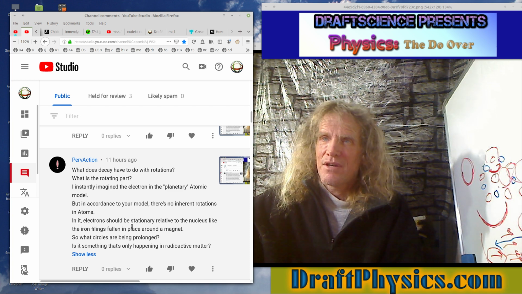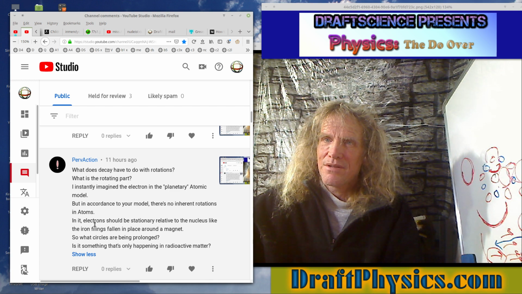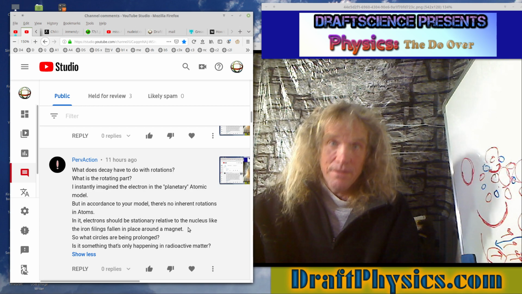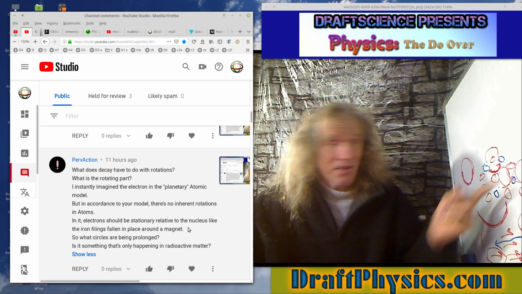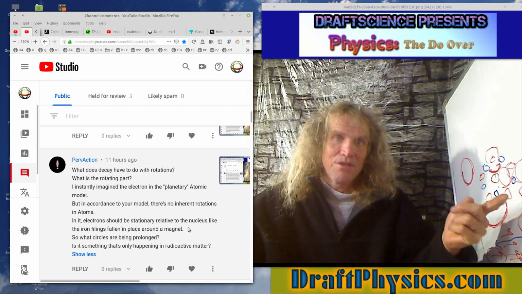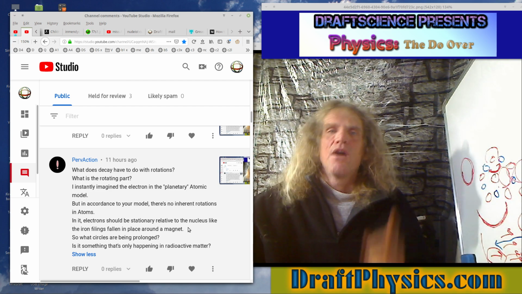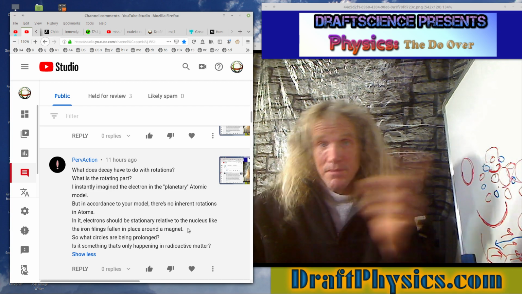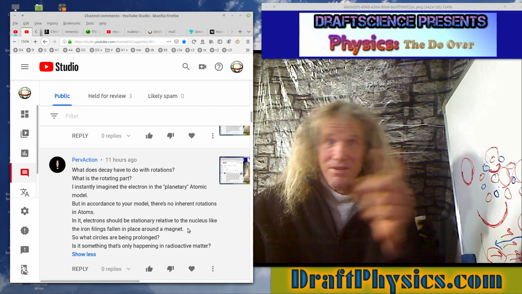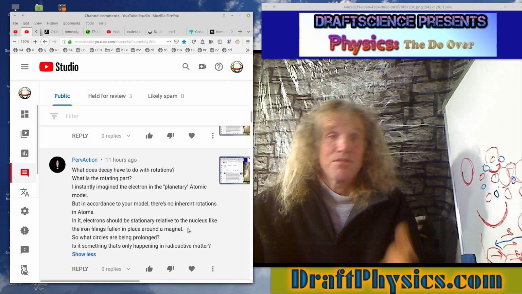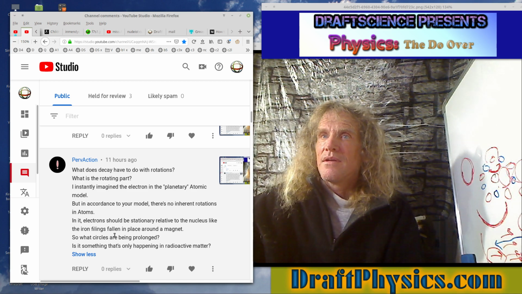In it, electrons should be stationary relative to the nucleus, like the iron filings falling in place around a magnet. They are. And the force moving between those iron filings and the other magnet is what we're really talking about. What's that force doing? Oh yeah, that force is moving all the time. And moving back and forth is essentially the same thing as moving in a circle. It's being trapped.